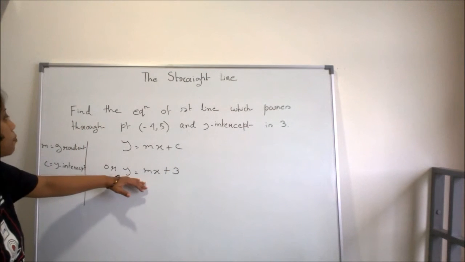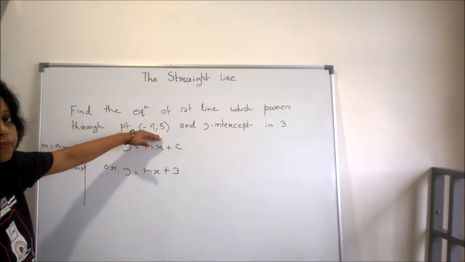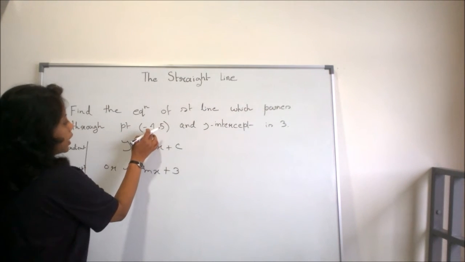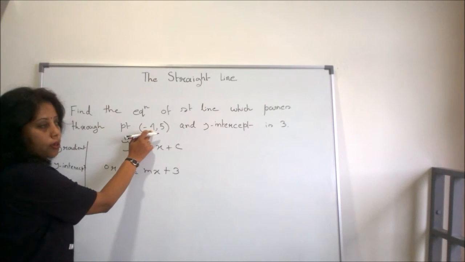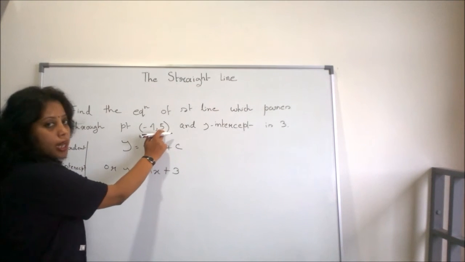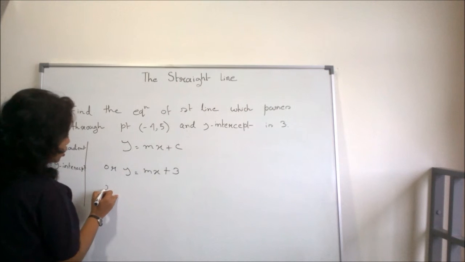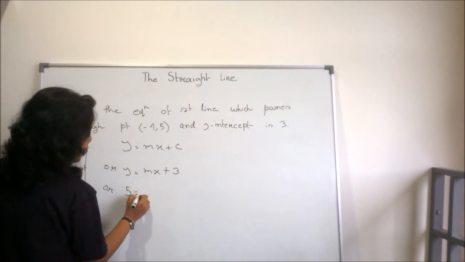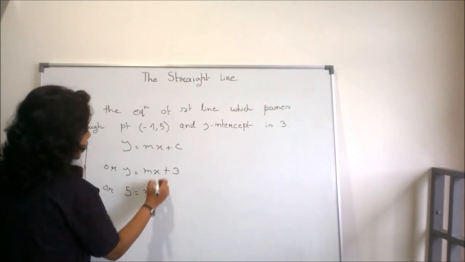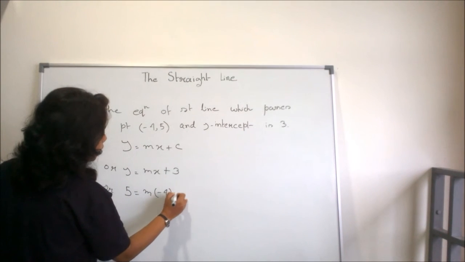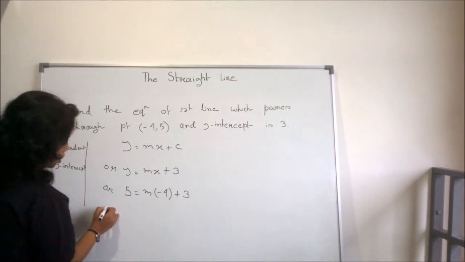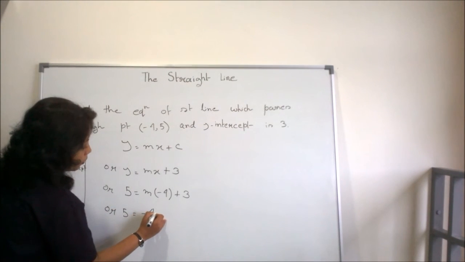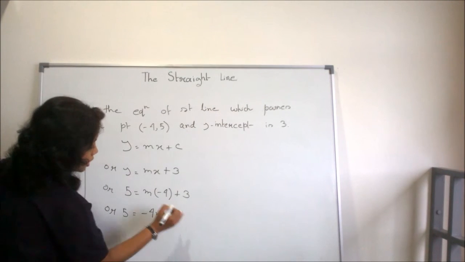Now this line passes through the point minus 4, 5. Okay. That means in place of x we will write minus 4 and in place of y we will write 5. Okay. So in place of y we write here 5, m in place of x, this is minus 4, plus 3. So 5 is equal to minus 4m plus 3.